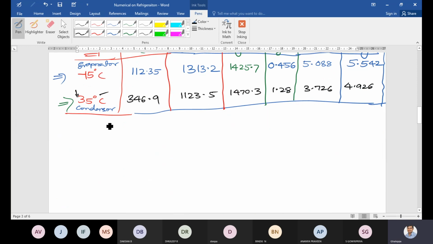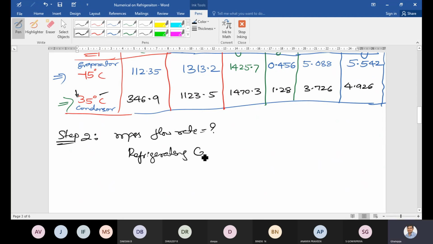So the formula for mass flow rate, step number 2. We need to find out the mass flow rate. The formula is very simple. Refrigerating capacity is equal to mass flow rate multiplied by refrigerating effect. This is RC, which stands for refrigerating capacity. This is RE, which stands for refrigerating effect.